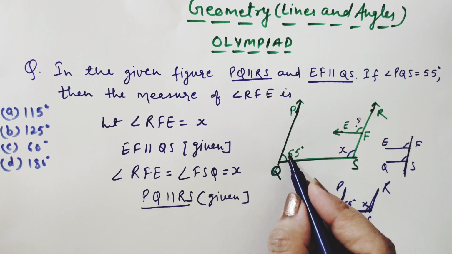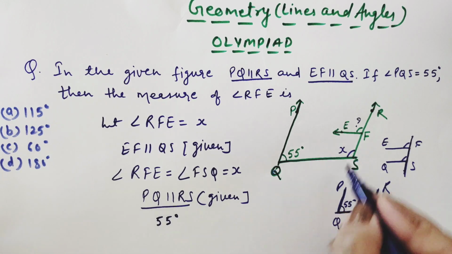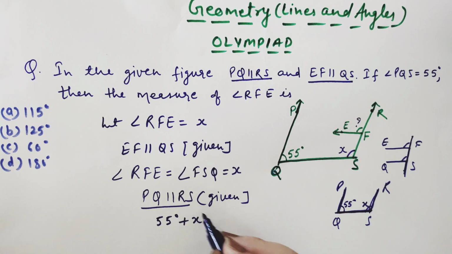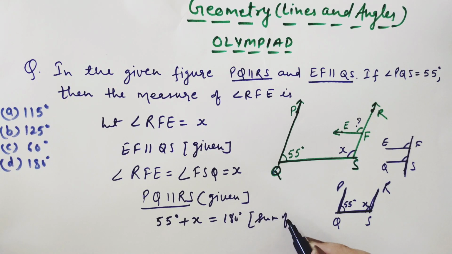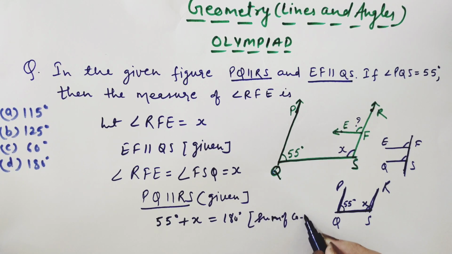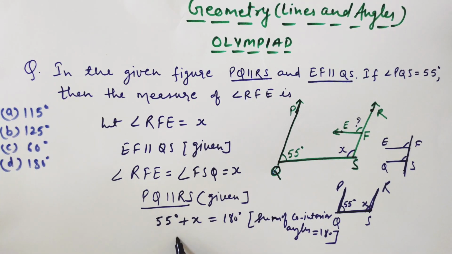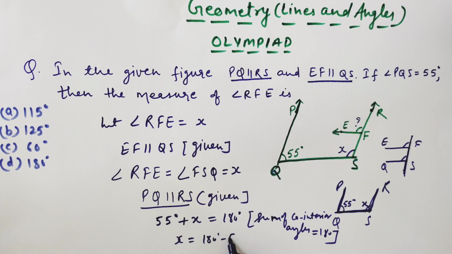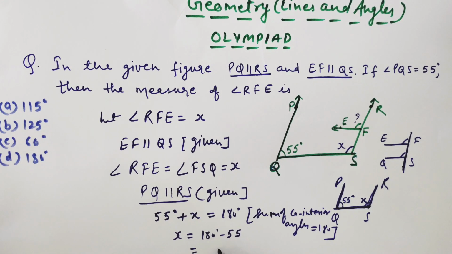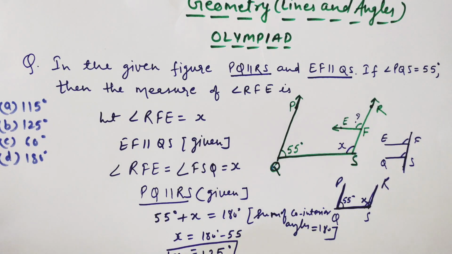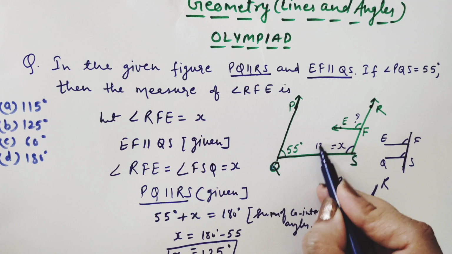This angle is 55 degrees, and this is X, so 55 plus X is 180, the reason being the sum of co-interior angles is equal to 180 degrees. So the X value is 180 minus 55, which is equal to 125 degrees. Now you can see the X value is 125 degrees.